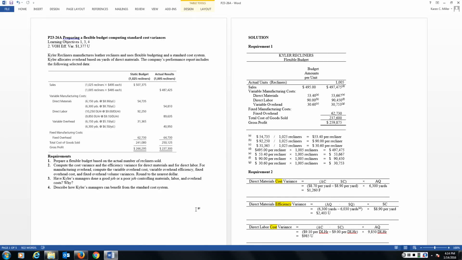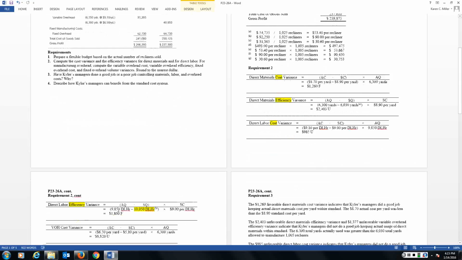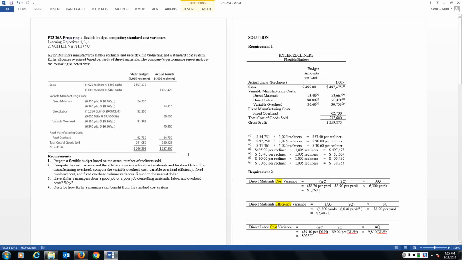Let me encourage you to go back and review this problem, and just to be sure that you understand why we are using the difference in cost per yard versus the amount of yards and the cost and efficiency. Why are we using cost of direct labor versus the amount of direct labor hours? And how are each of these variances interpreted, regardless of whether they are favorable or unfavorable? Because once again, these are decisions that you as managers may someday have to make, and you need to understand where the calculations came from in order to successfully analyze them.